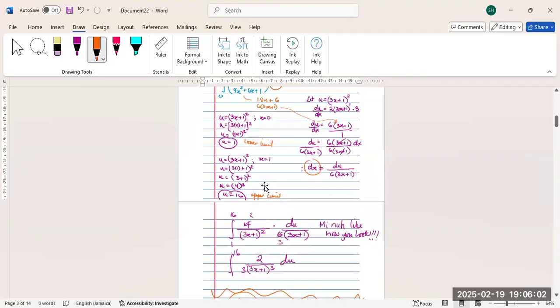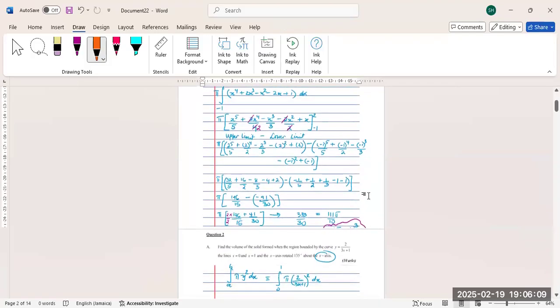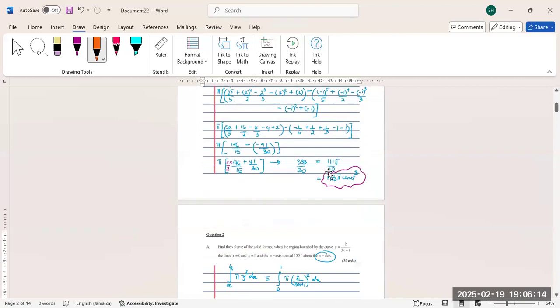All right, so look at this one. Let's just go back to this one pretty quickly. And thanks for asking. This was a complete revolution, right? 360. So it means that I would have had 360 over 360. So 360 degrees over 360 degrees is going to be equal to 1. Agreed?